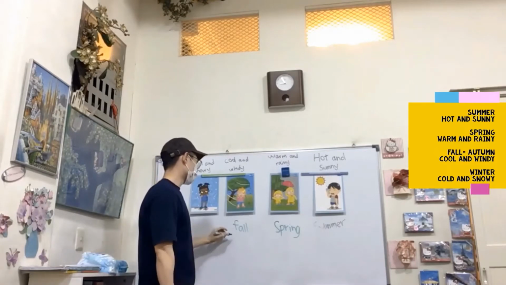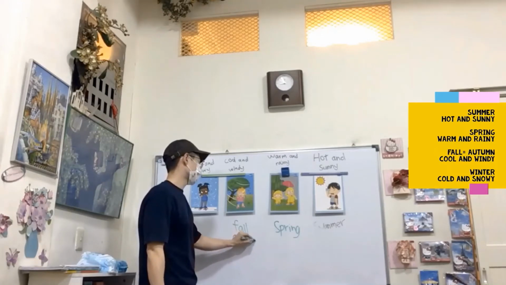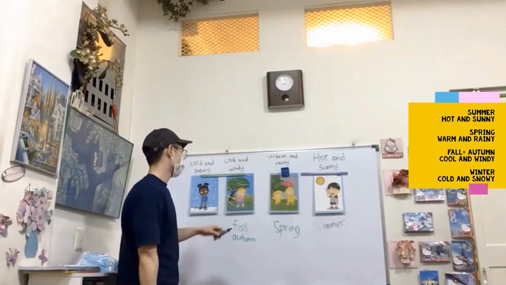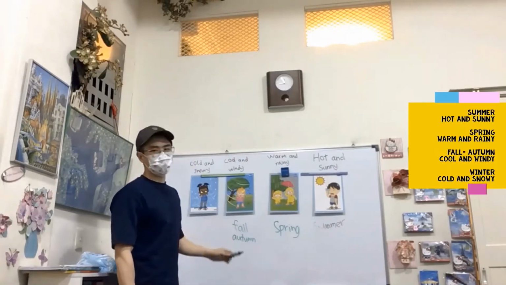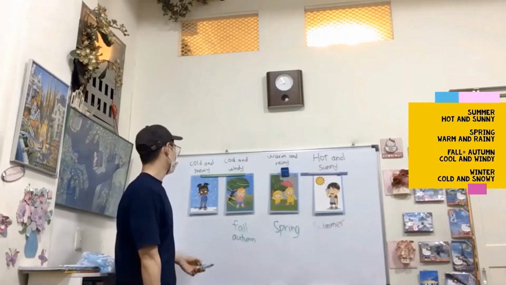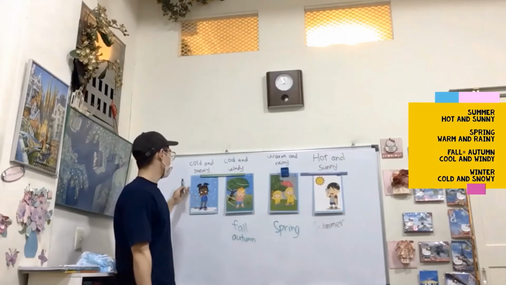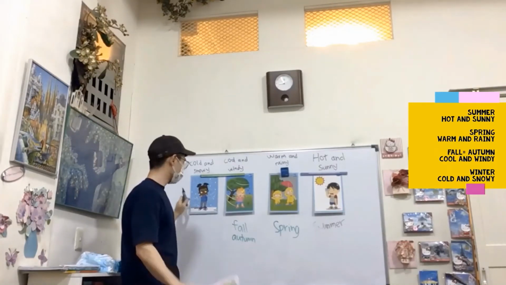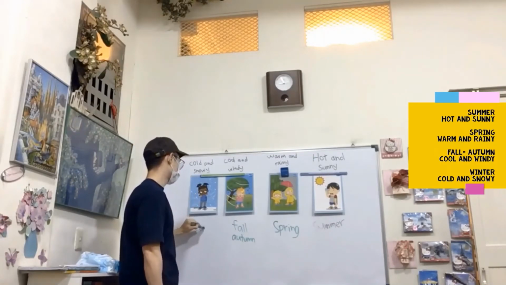Okay, so autumn is spelled with A-U-T-U-M-N. Autumn, alright? So next time when someone asks you what is autumn, you can also tell them it is fall, alright? These two words are interchangeable, alright? Okay, so the last one, the last picture here, cold and snowy. Okay, so usually in winter it is cold and snowy, right? So winter.